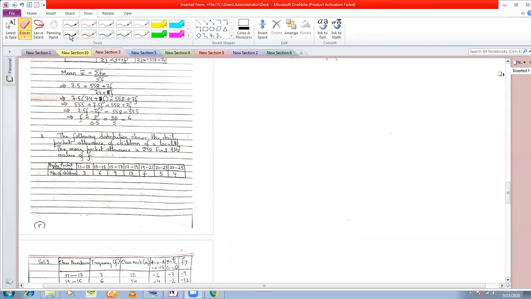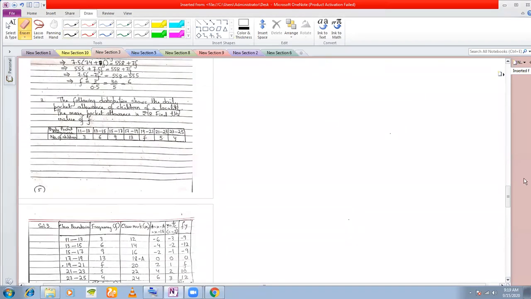We'll proceed with the next one then. The following distribution shows the daily pocket allowance of children of a locality. The mean pocket allowance is rupees 18. Again, the mean is given here. Find the value of f.